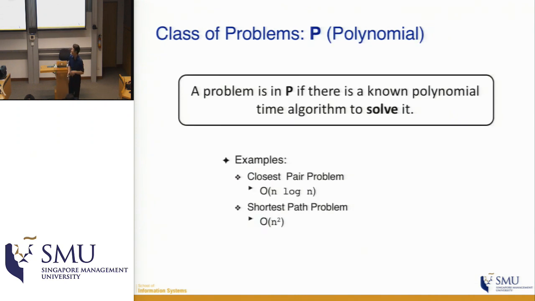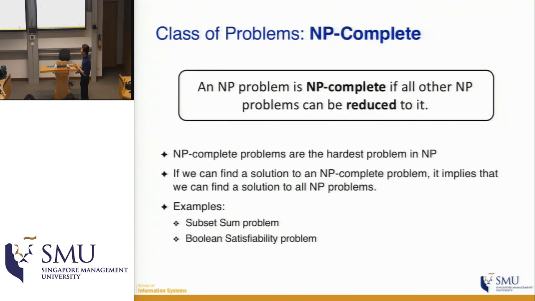Now, we are going to go on to the next one. This next one is going to be a bit more complicated. The third class is what we call NP-complete. This is a part of NP, but it's not just any problem in NP. These are the hardest problems in NP. All the problems that are verifiable can be reduced into one of these problems.